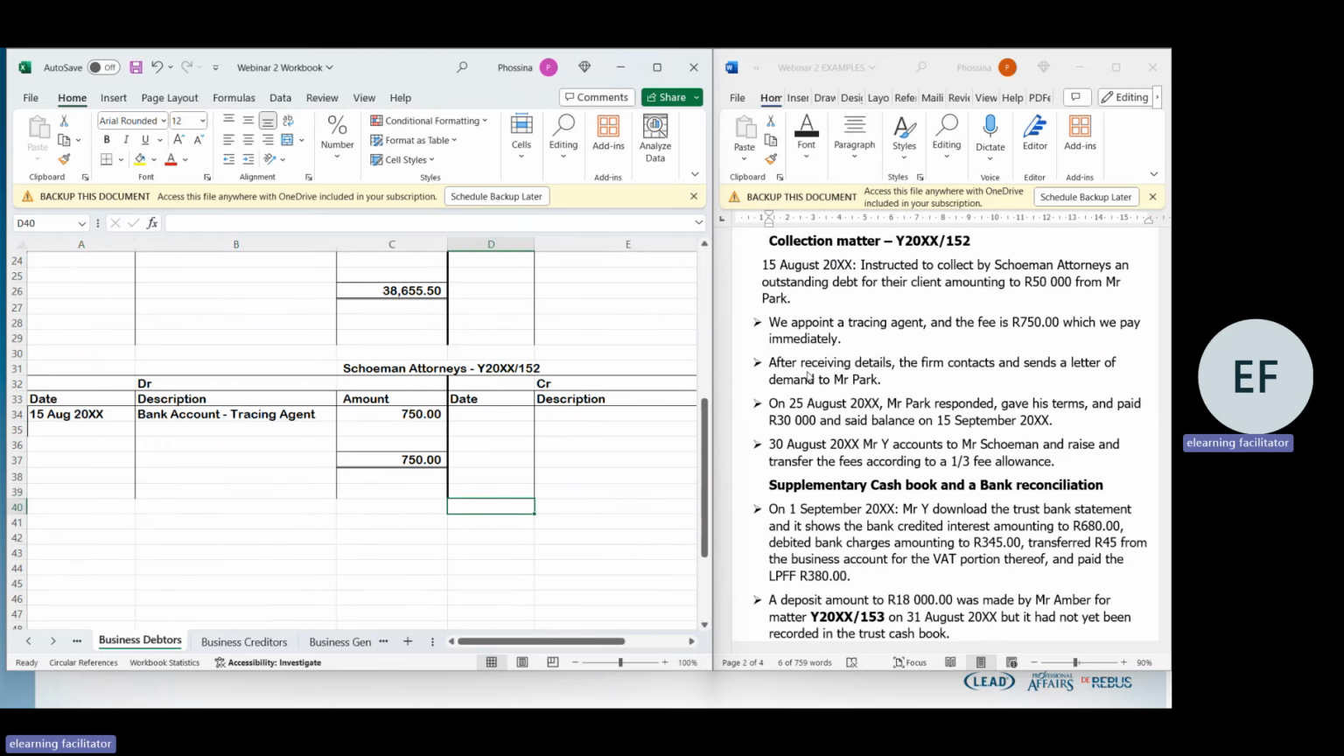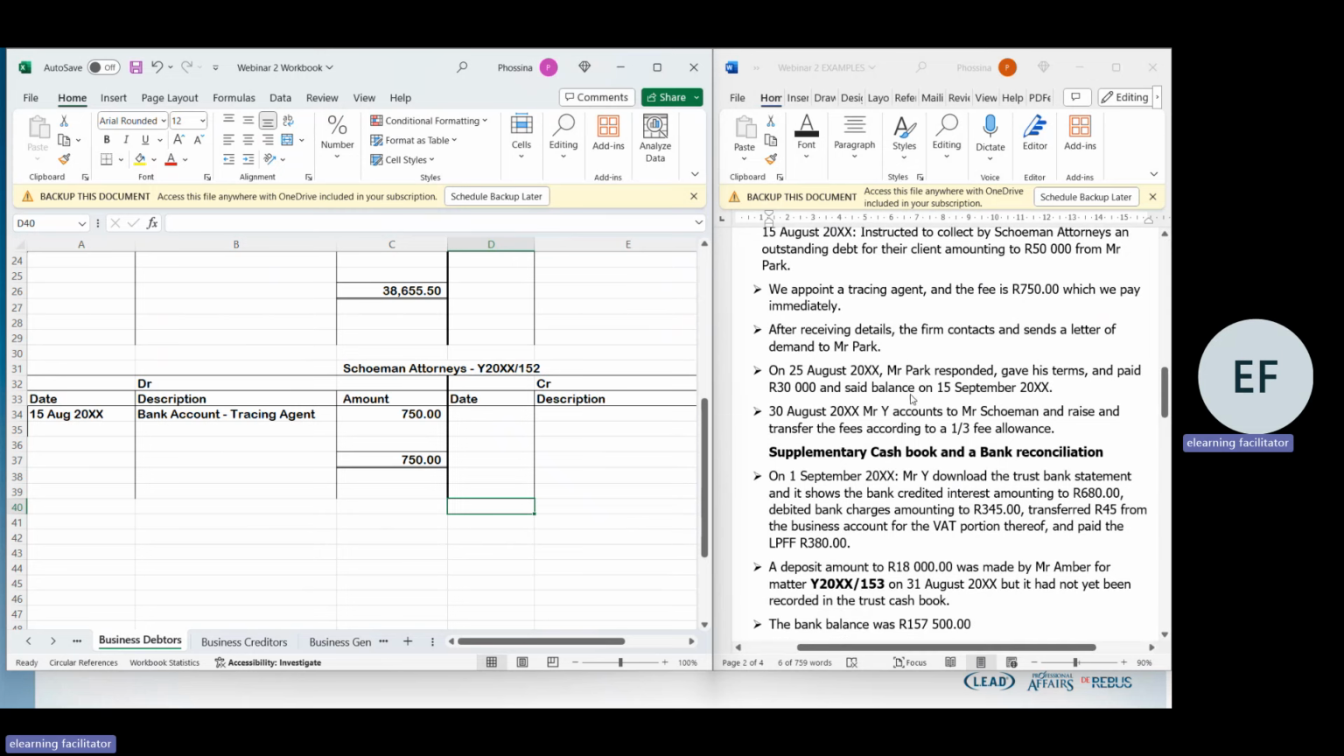And then we are told, after receiving details from the tracer, the firm contacts Mr. Park and sends a letter of demand. Remember, we are collecting from Mr. Park, and then we receive details, we phone him, and then the next thing, we send a letter of demand to Mr. Park. And then on 25 August 20XX, Mr. Park responded, gave his terms, and paid 30,000 and said the balance would be paid on 15 September 20XX. Okay, so currently we've received 30.